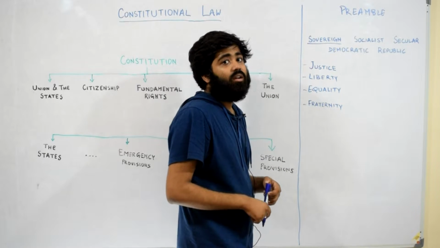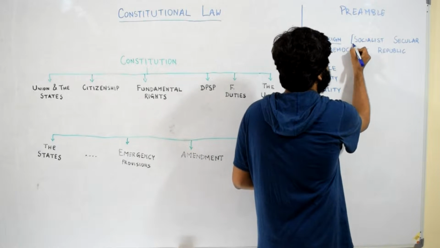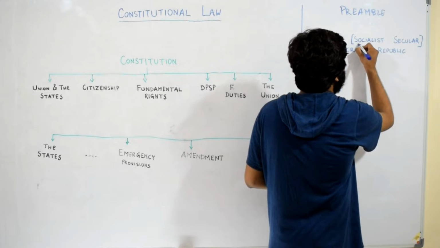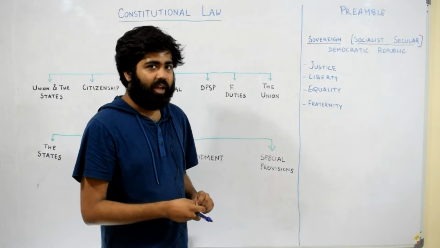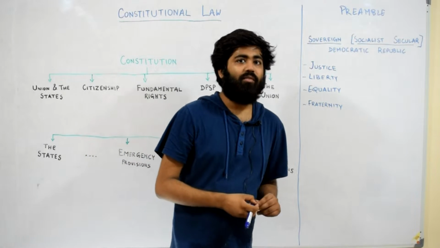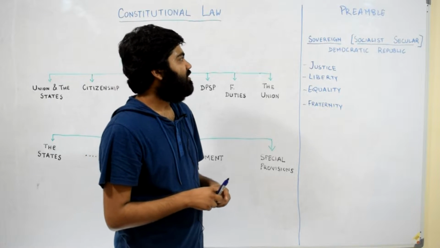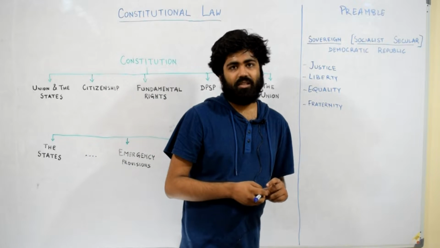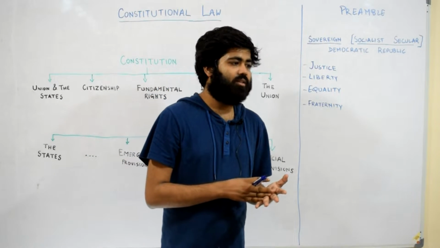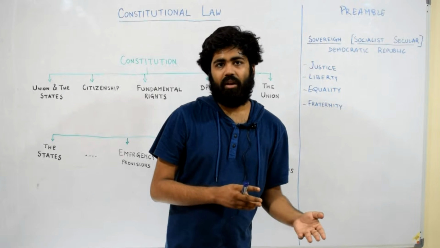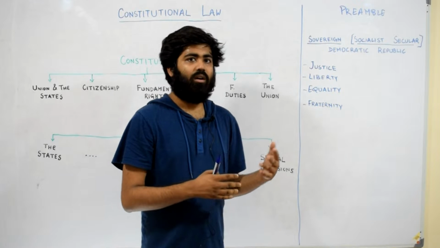Socialist. Something worth noticing here is that these two words, socialist and secular, were not there in the original draft of the Constitution. These were added in the preamble via the 42nd Amendment of 1976. Now, socialism as we understand as a goal is a state where the wealth belongs to the people, to the state in a manner which shall ensure the greater good of everyone.